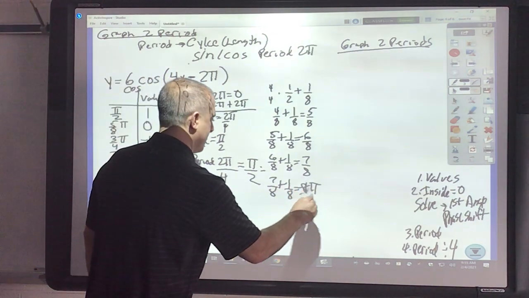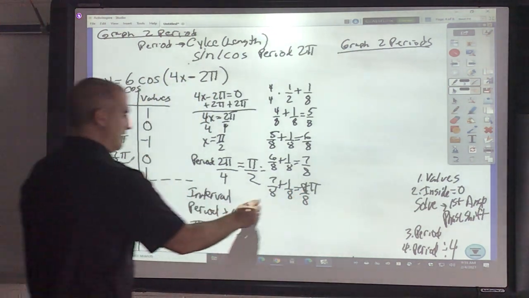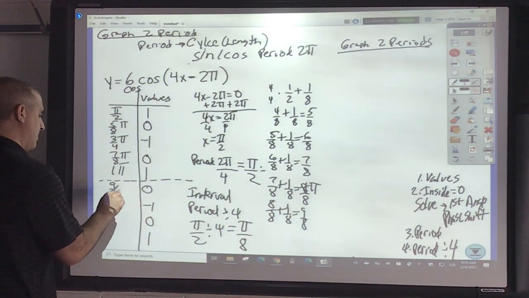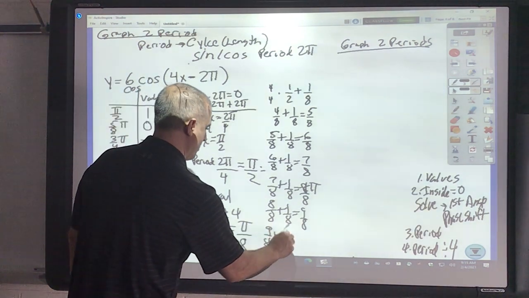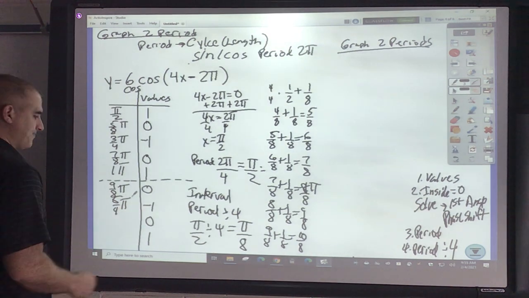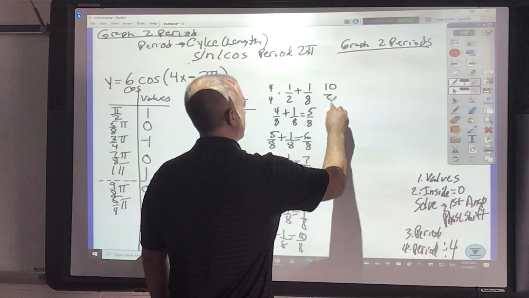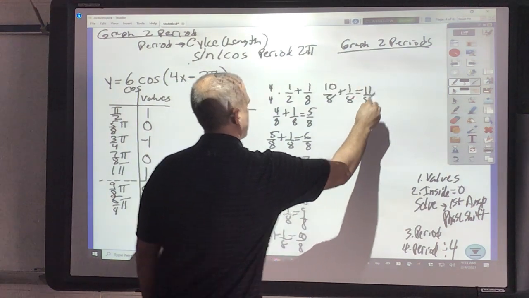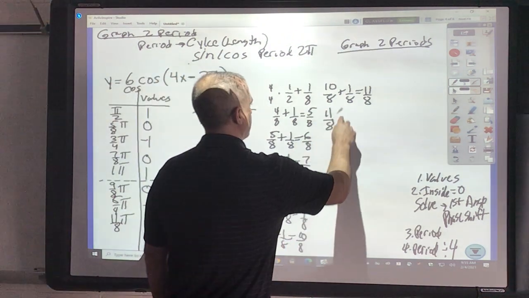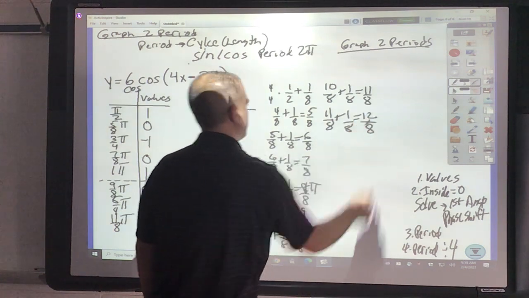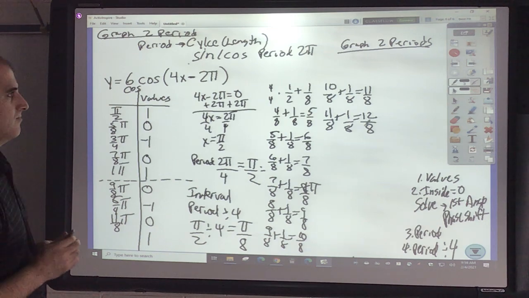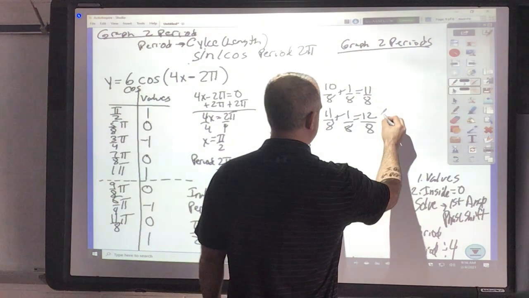It equals 8 over 8, which is 1 pi. And then 8 over 8 plus 1 over 8 is 9 over 8, that's 9 over 8 pi. Then 9 over 8 plus 1 over 8 is 10 over 8, which would be 5/4 pi. Then 10 over 8 plus 1 over 8 is 11 over 8 pi. And then 11 over 8 plus 1 over 8 is 12 over 8, which reduces by 2 to 6 over 4, 3 halves pi.